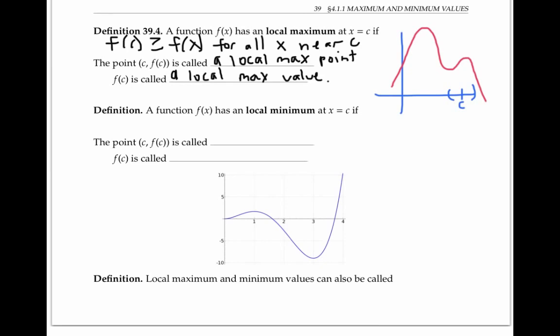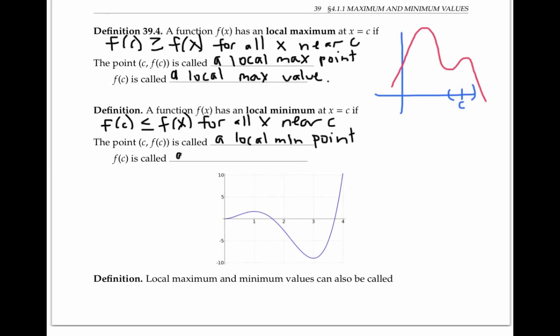Similarly, a function f of x has a local minimum at x equals c if f of c is less than or equal to f of x for all x near c, and the point c, f of c, is called a local minimum point, and the y value f of c is called a local minimum value. A function might have many local minimum values.